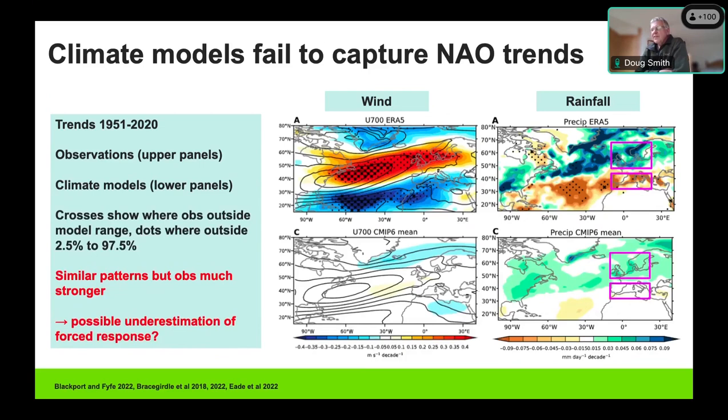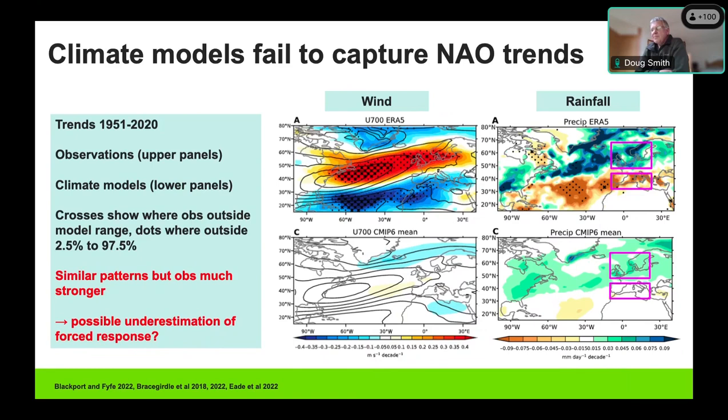and associated changes in rainfall precipitation. But the models have a similar pattern, but a much weaker magnitude. And so could this be an example of the signal to noise error and other models underestimating the potential changes that we're seeing in the observations? Next slide, please.